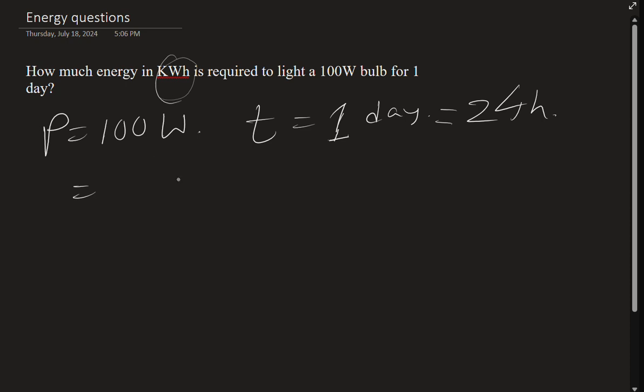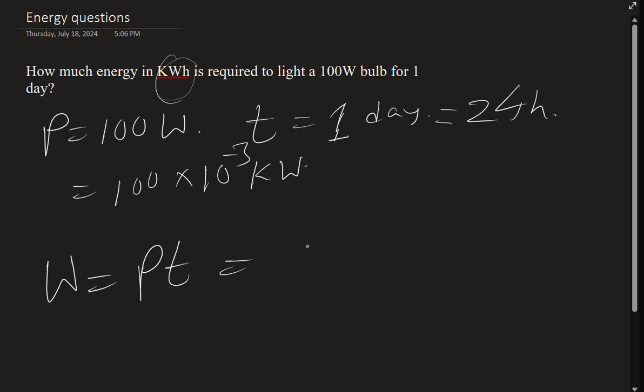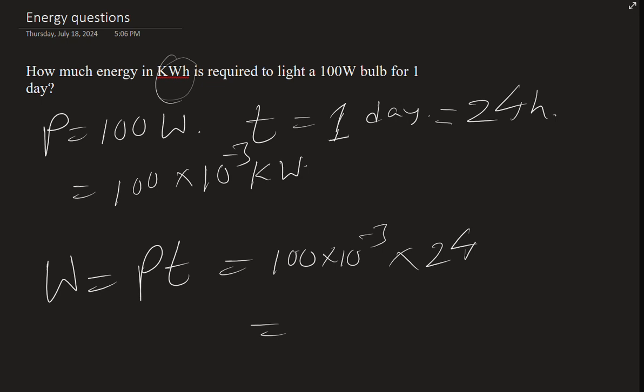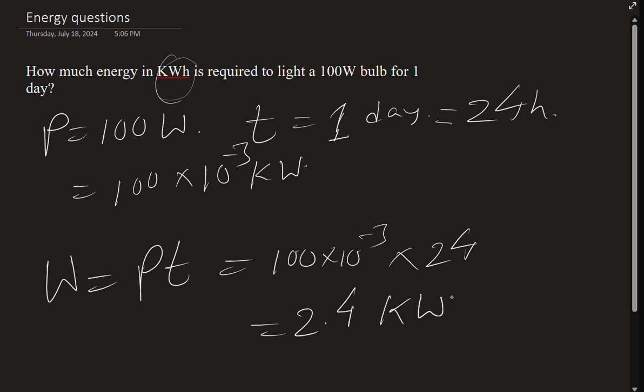100 watt is 100 into 10 inverse 3 kilowatts. So the energy required is W equal to PT, equal to 100 into 10 inverse 3 times T, which is 24 hours, equal to 100 into 10 inverse 3 times 24. We have 2.4 kilowatt hours. That is our answer.